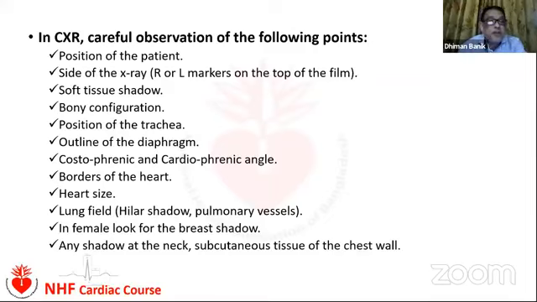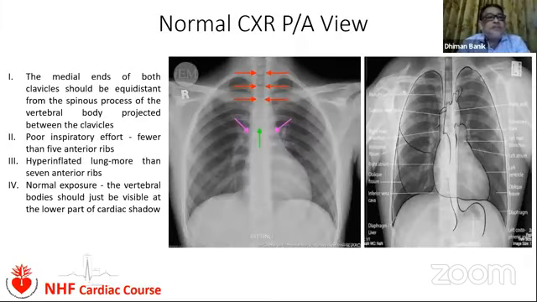Borders of the heart, I will mention later. Heart size is normal, or there is cardiomegaly. Lung field should be seen with a special consideration. Hilar shadow, pulmonary vessels should be seen. In female, the breast shadow should be clearly seen, and if there is absence, that may be features of mastectomy, and other soft tissue of the chest wall should be seen properly. This is the normal chest X-ray.